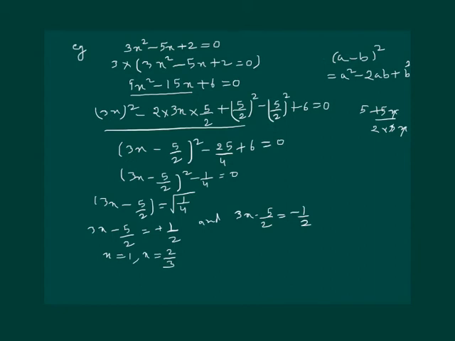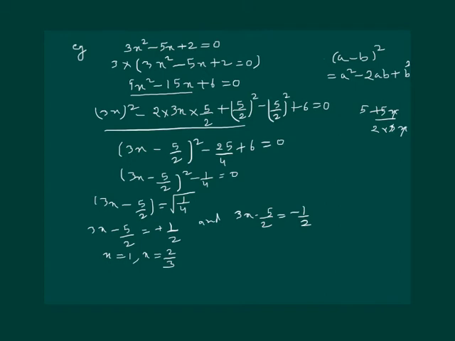quadratic equation. So this is how we can use the method of completing the square by using the identity a minus b whole square or a plus b whole square depending on the sign which is there in front of the x term. If it is negative, we use a minus b whole square. If it is positive, we use a plus b whole square.